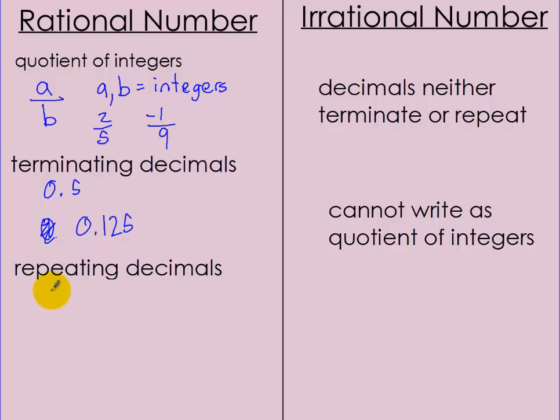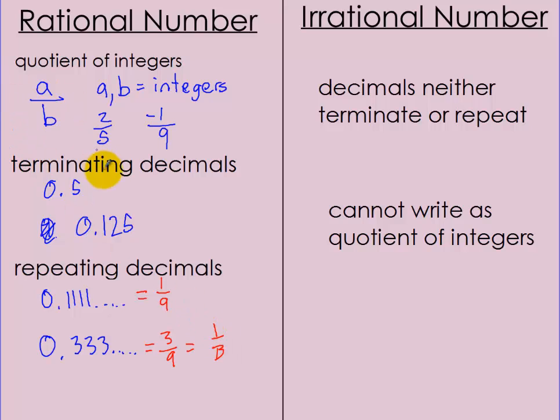Repeating decimals are another rational number. So I can have 0.11111 and it keeps going on, or I can do 0.33333 and it keeps repeating that 3. These are repeating decimals. They are rational numbers. And the reason these are all rational numbers is that I can write them as fractions, or quotients of integers. So 0.1111 can be written as 1/9, and 0.3333 can be written as 3/9, which reduces down to 1/3.